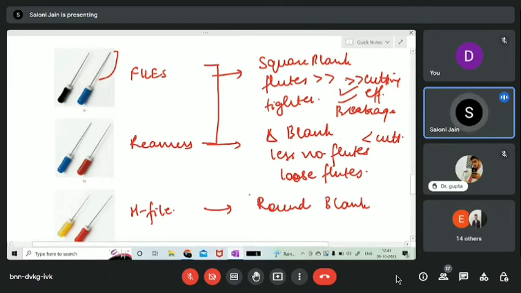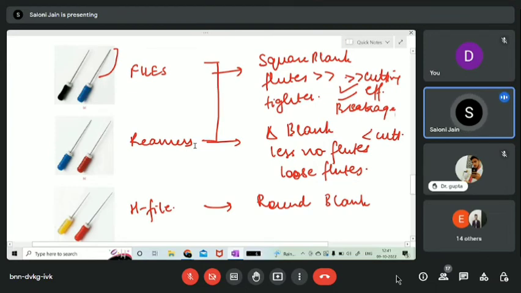The use of these is very simple: they are used in cleaning and shaping of the canals, but the basic differences between a file and a reamer lie in this. And there are some modifications to files. Only the names are important: that is the K-flex file and the Flexofile. The K-flex file has an extra edge, and then the Flexofile.